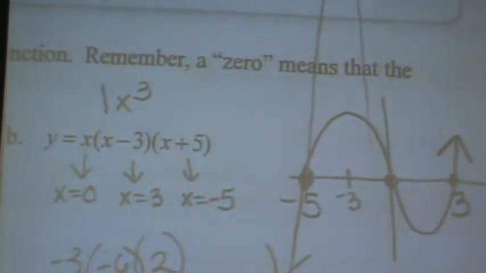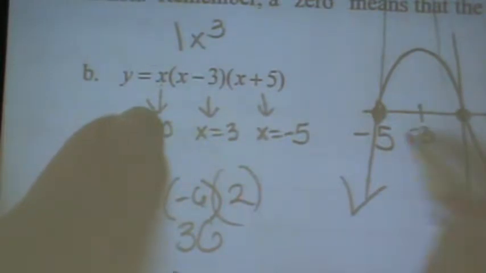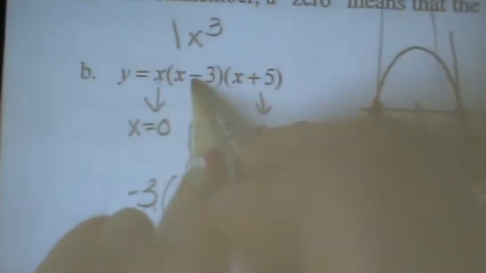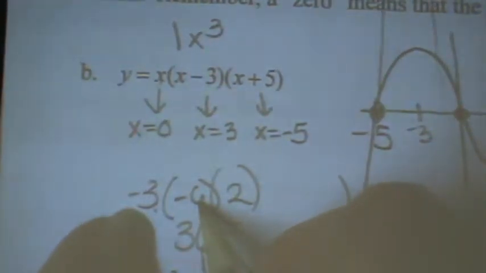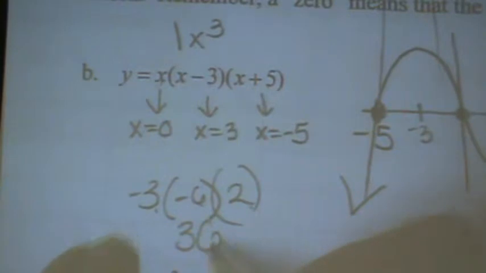Wait, how did you do that? You plug -3. -3 is your x value. It would go here. -3 minus 3 is -6. And then -3 plus 5 is 2. You multiply these 3 together and you get 36.